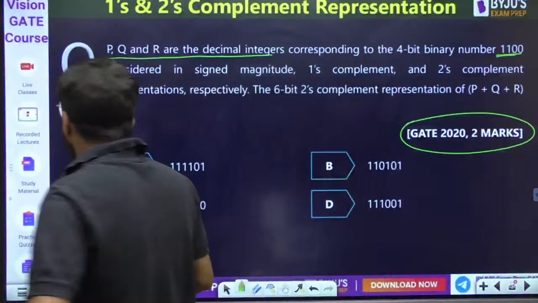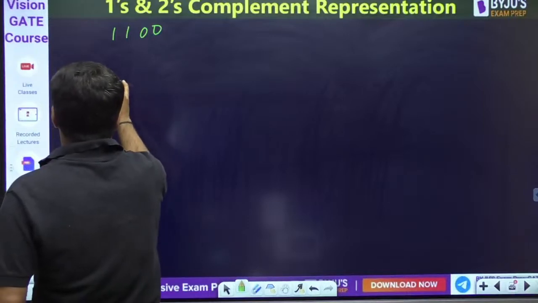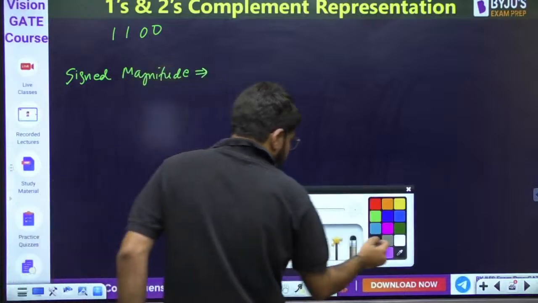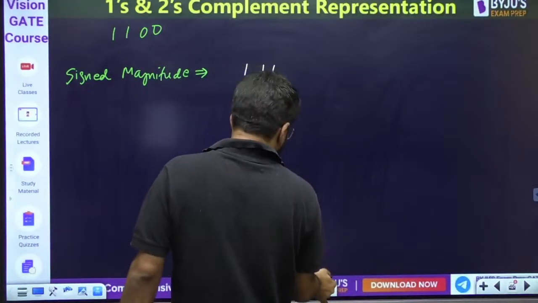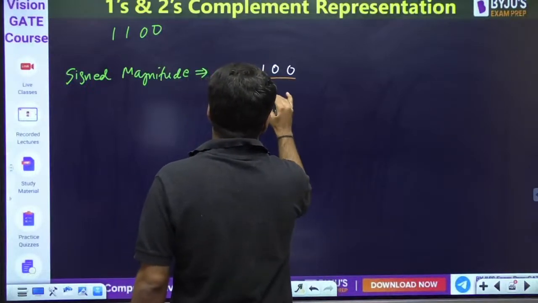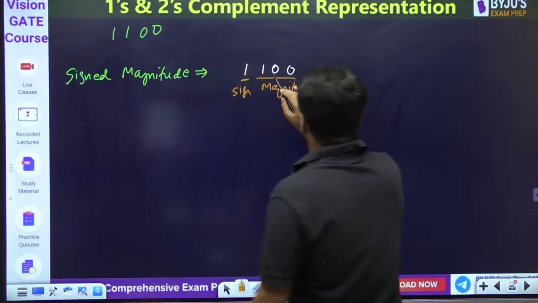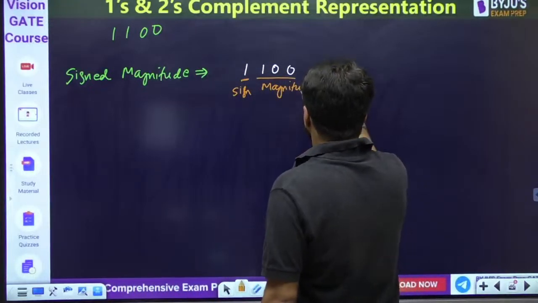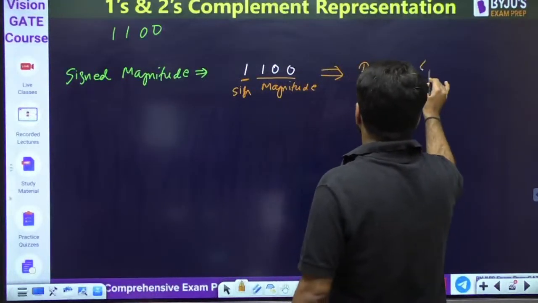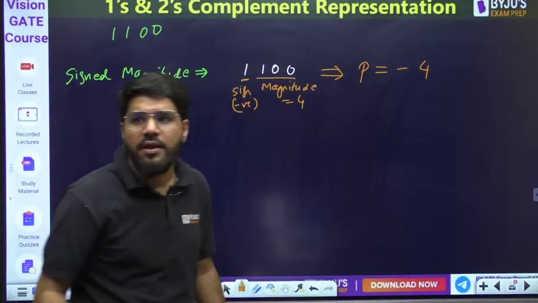One by one we will go. The number is 1100 and first let us consider sign magnitude machine. In the sign magnitude that I taught you in the last class, a number is broken into sign and magnitude separately. Only the remaining bits are magnitude and this is the sign. So magnitude is 4, and sign is negative, and the answer in sign magnitude is P. So P is equal to minus 4. Sign is negative and magnitude is equal to 4. 100 is the 4 actually.